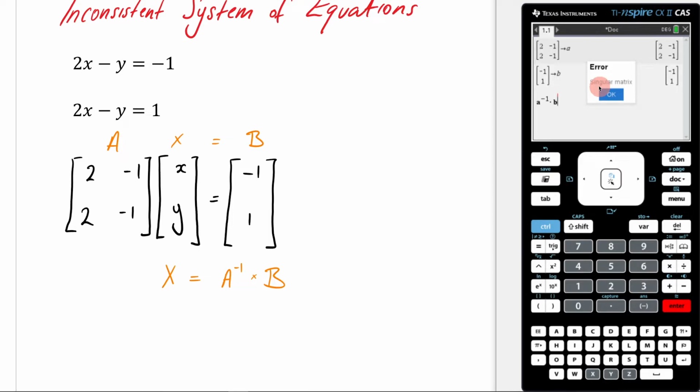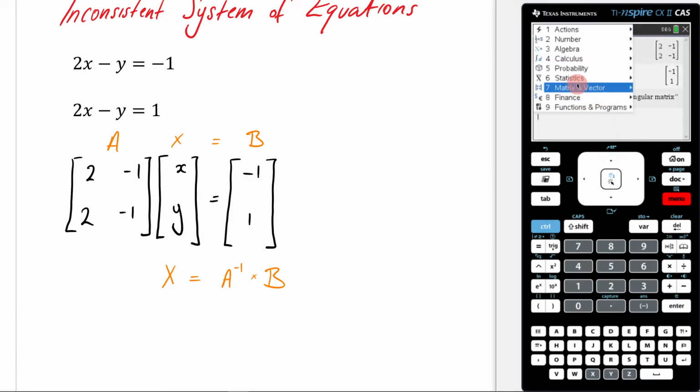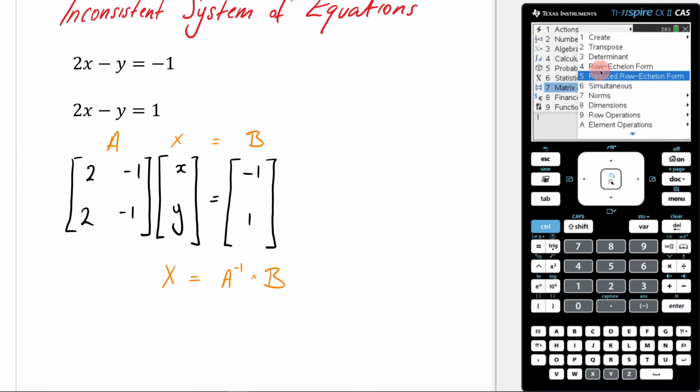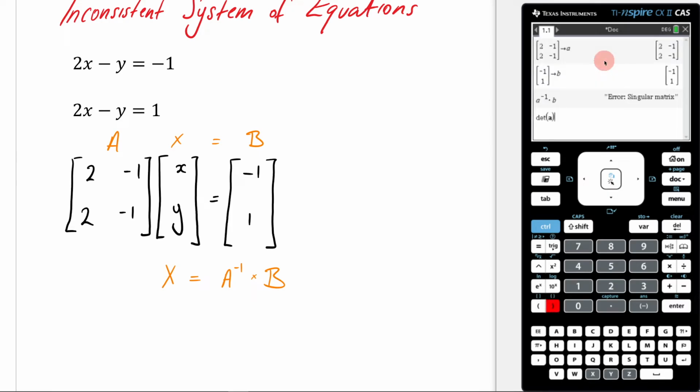So let's examine this a bit more. If I said, what's the determinant? If I come here, you can just type out DET and then go A. Or the other way to find the determinant is go menu 7. And then once we're here, we can go determinant, then put A in here. So if we do this, do you see how the determinant is 0? And if the determinant is 0, you can't find the inverse of it. So that's what's happening here.